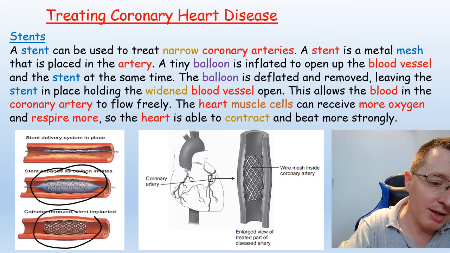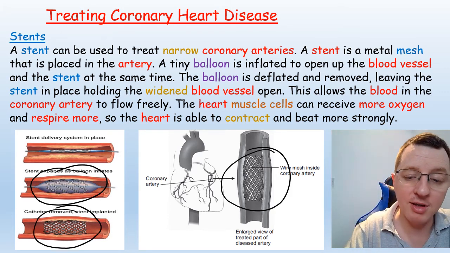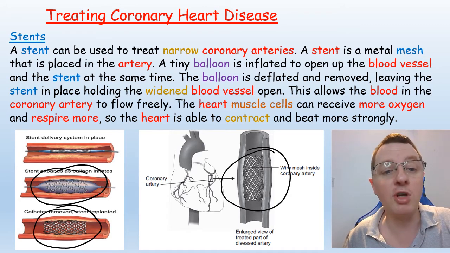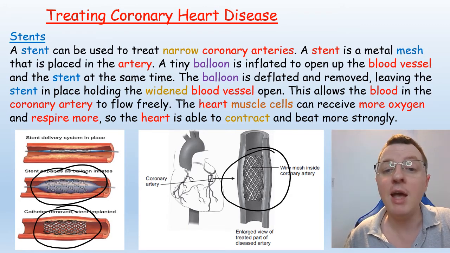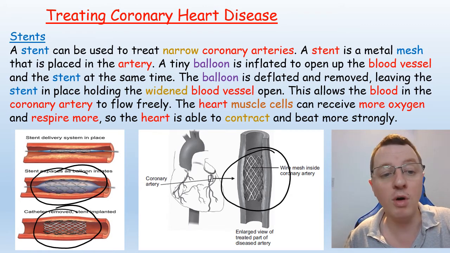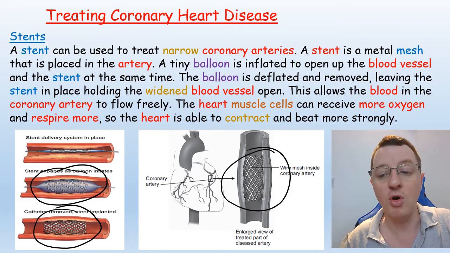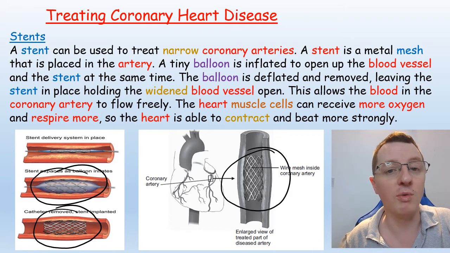You can see that here, there's the stent, and again here, there's our stent left in place, keeping the blood vessel open and wide. This allows blood in the coronary artery to flow freely. The heart muscle cells can receive more oxygen and respire more, so the heart is able to contract and beat more strongly. And therefore you have treated the coronary heart disease.